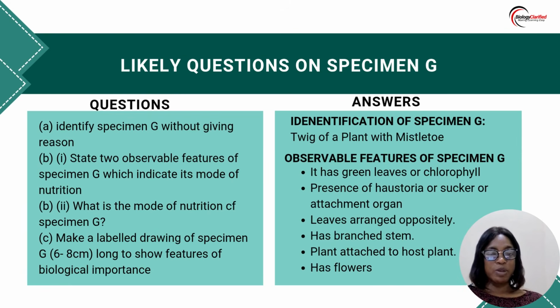Specimen G is a twig of a plant with mistletoe. What are the observable features of specimen G? It has green leaves or chlorophyll. Presence of haustoria or haustorium. Haustorium is a sucker or an attachment organ. It has leaves that are arranged in opposite form. It has branched stems, both the stem of the host and the stem of the parasite. The parasite is attached to the host and has flowers or fruits too.